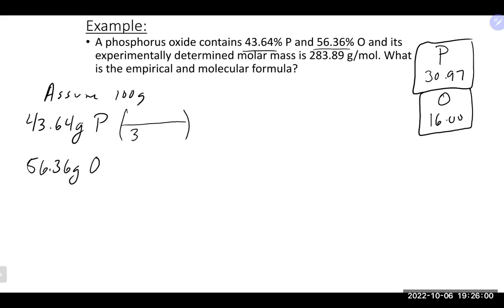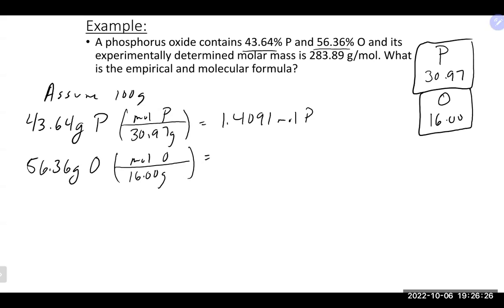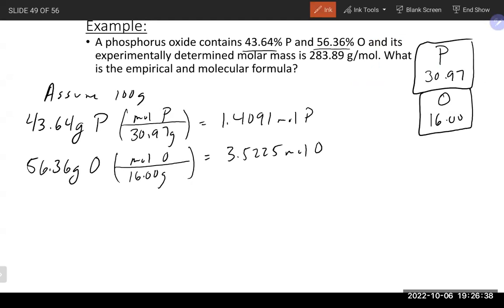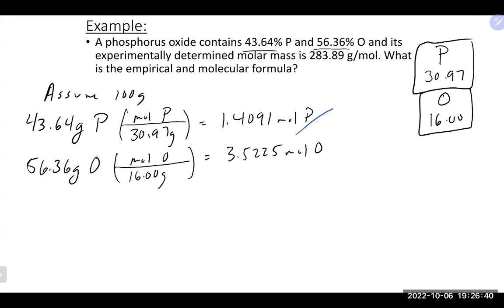Our normal step here to get to the empirical formula, we're going to divide by the molar mass of phosphorus, which is 30.97 grams per mole from the periodic table. Also going to divide by the molar mass of oxygen, which is 16 grams per mole. That's going to go 43.64 divided by 30.97, and we'll go with 1.4091 moles of phosphorus. 56.36 divided by 16 is going to give us 3.5225 moles of oxygen. In this case, we always want to divide by the smallest number of moles, which is the phosphorus.